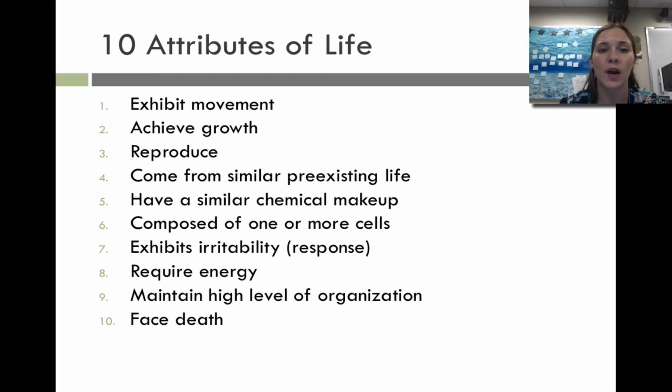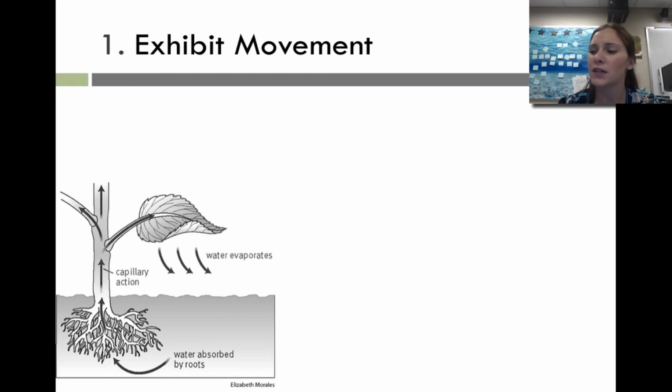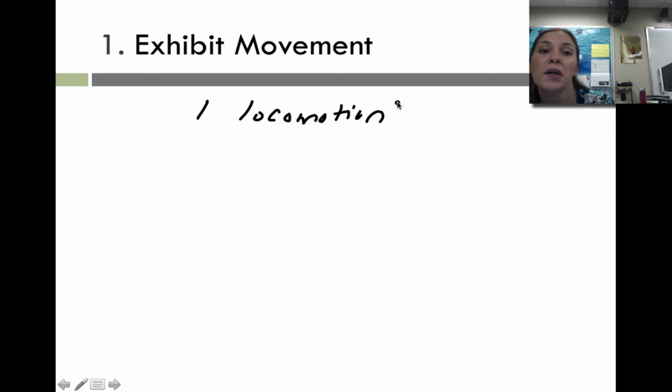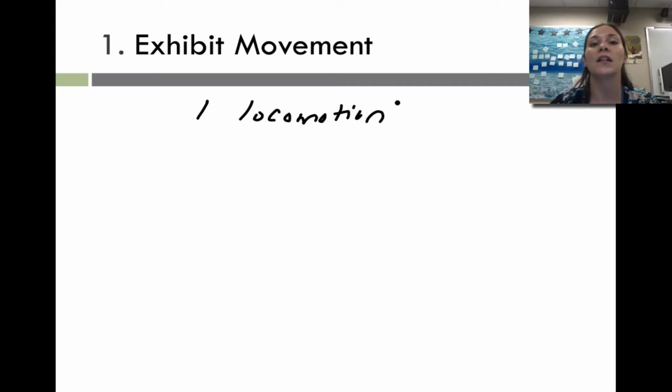And as we go through this PowerPoint, we're going to go through each of these 10 things and go a little bit further in depth with them. So the first thing we're going to talk about is exhibit movement. And there are two types of movement that we're going to talk about. One is locomotion. And that's simply moving from one place to another. So for example, me moving here to there, that's locomotion, right?